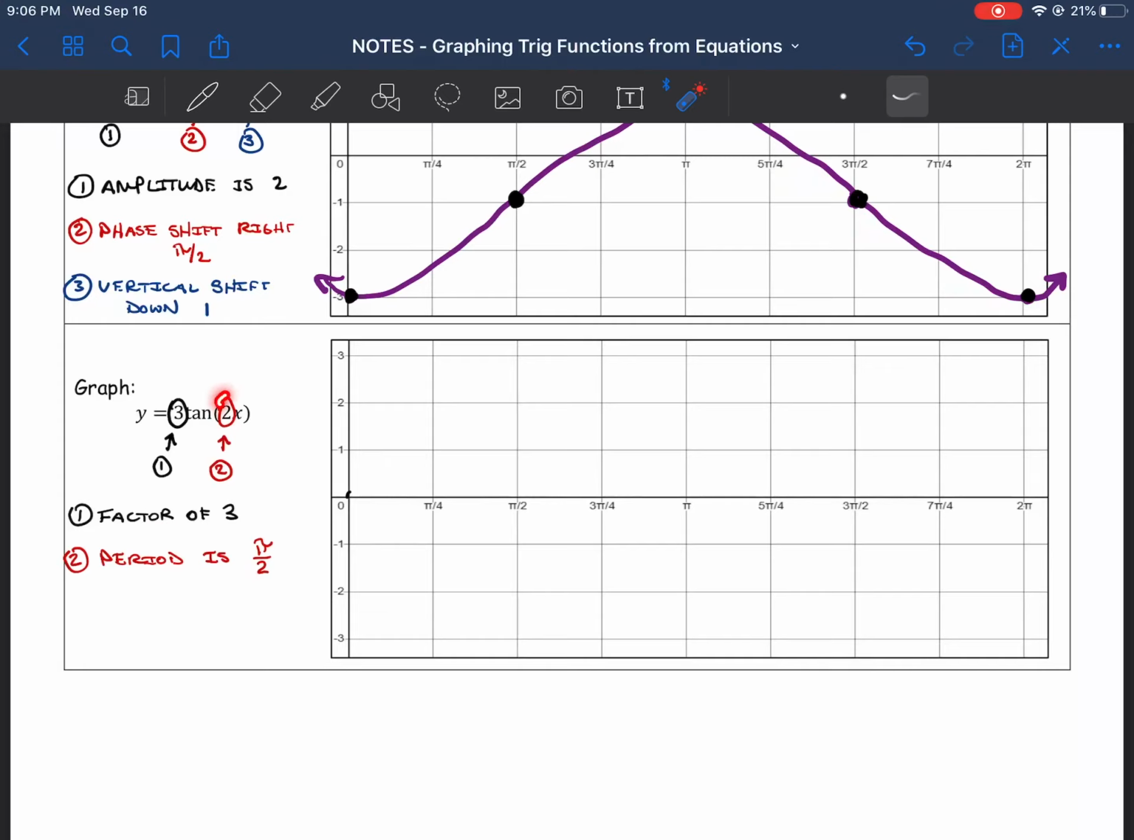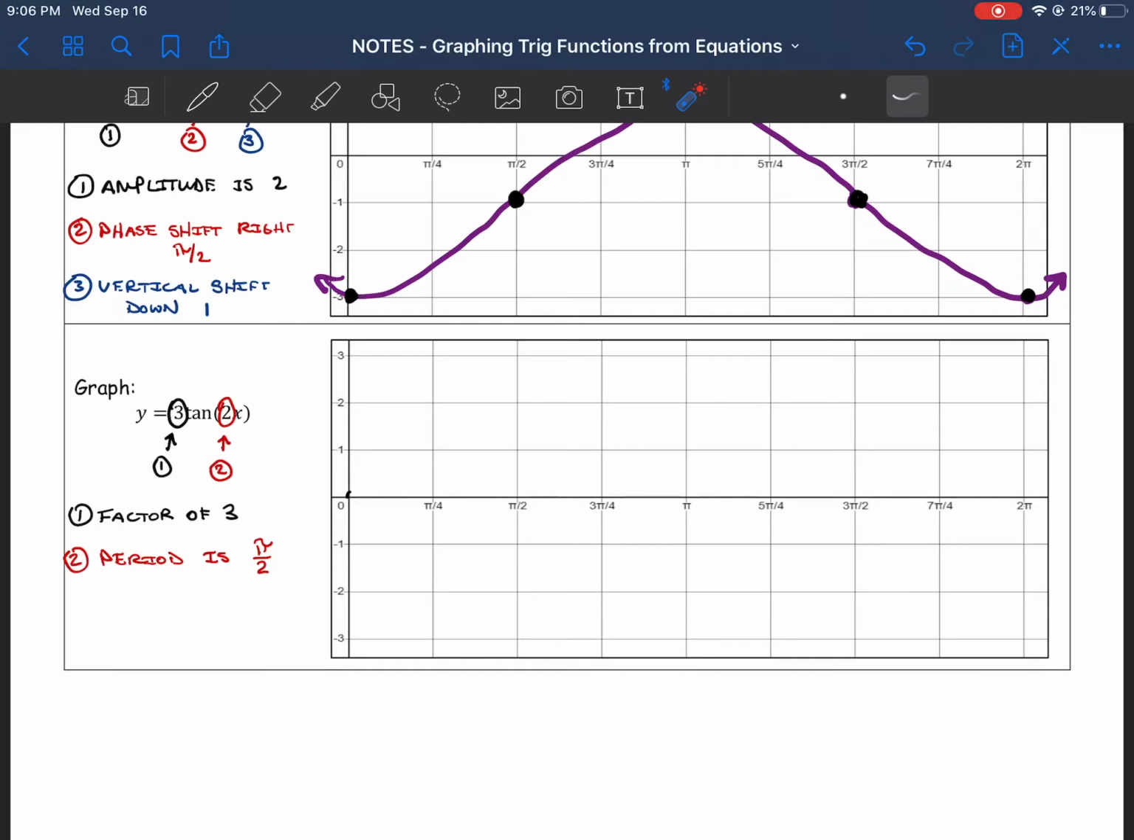And then we have this 2 on the inside being multiplied to x. Remember that this is affecting the period. Normally the period of tangent would be pi. Well, since we have this 2 here, the period of the graph that we want is going to be pi over 2. Because for tangent, the period is pi divided by b, and we know that our b term is 2, so we're going to have pi divided by 2 for our period here.